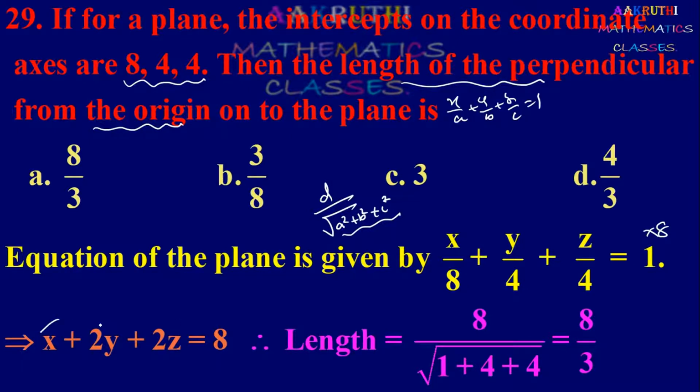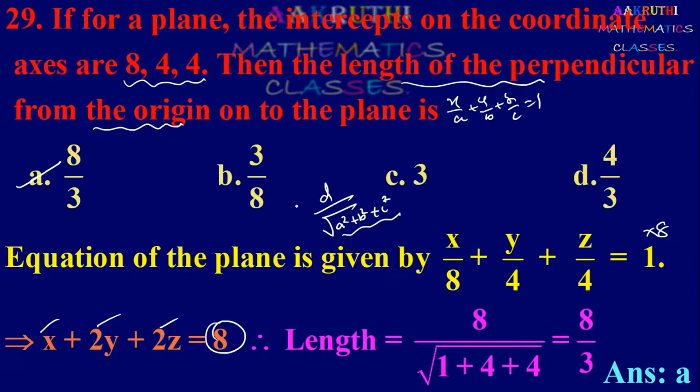That is, a value is 1, b value is 2 and c value is 2. Therefore d value is 8 here. So it is 8 divided by root of 1 square plus 2 square plus 2 square, which is root 9. Root 9 is 3. Therefore we get the length as 8 by 3, which is option A. So here the correct option is option A.